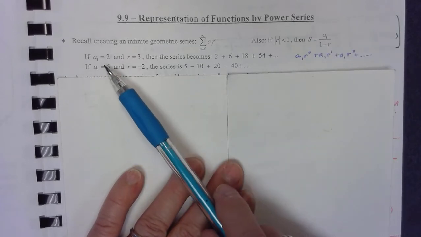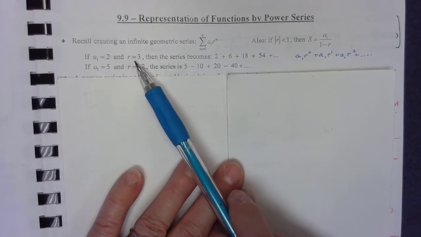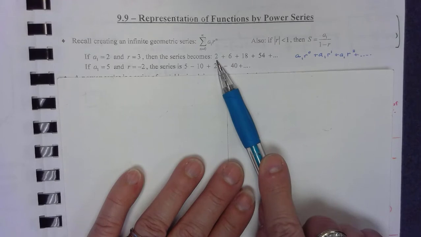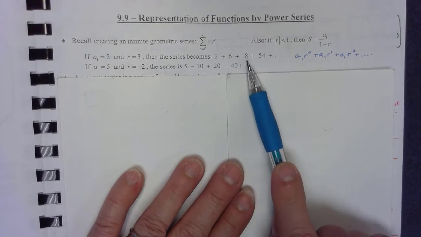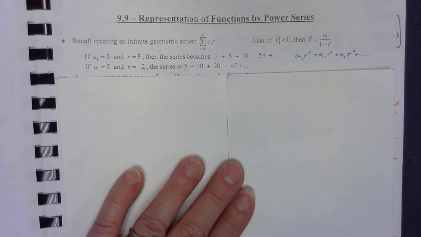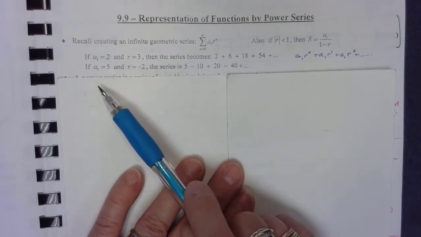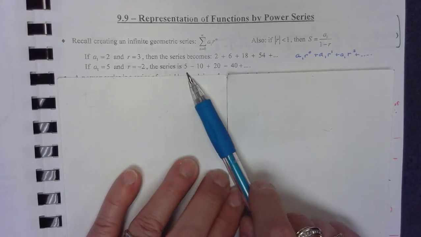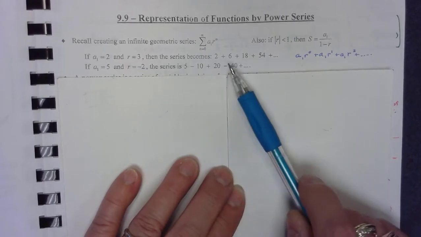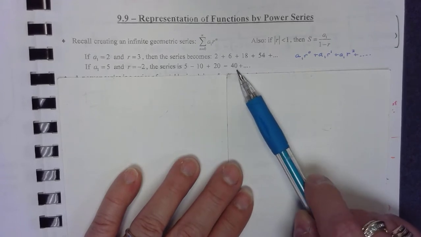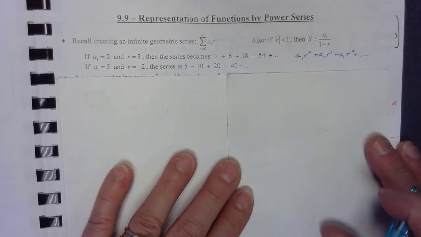So we know that if a sub 1 is 2 and r is 3, I get 2 times 3 to the 0, 2 times 3 to the 1, 2 times 3 to the second, 2 times 3 to the third, and so forth. And if a1 is 5 and r is negative 2, I get 5 times negative 2 to the 0, 5 times negative 2 to the 1, 5 times negative 2 to the second, 5 times negative 2 to the third, and so forth.